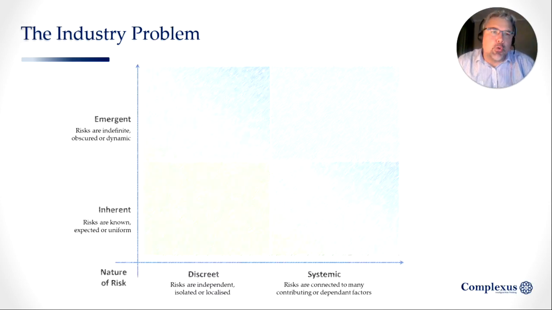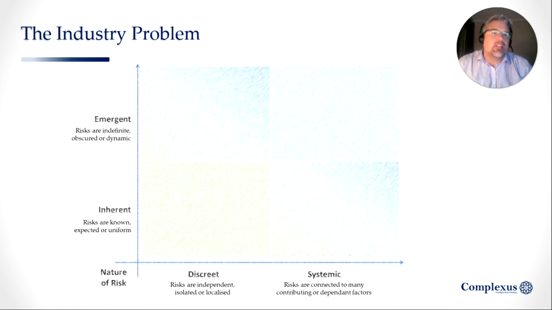So in order to truly articulate the industry problem at hand, I've tried for the purposes of visualization and discussion just to represent it in a very simple 2x2 matrix. So have a look on the left-hand side, the y-axis if you will. Imagine we could delineate risks between what I call inherent or emergent risk.